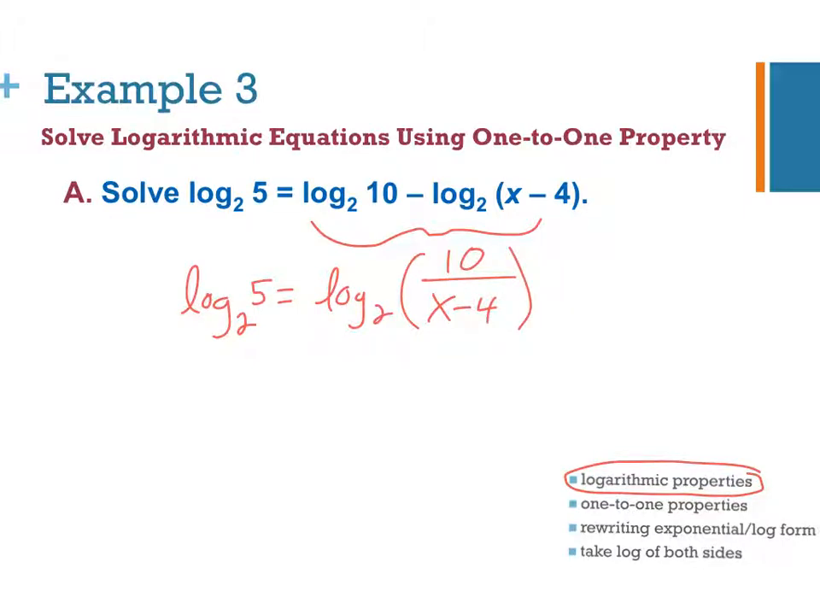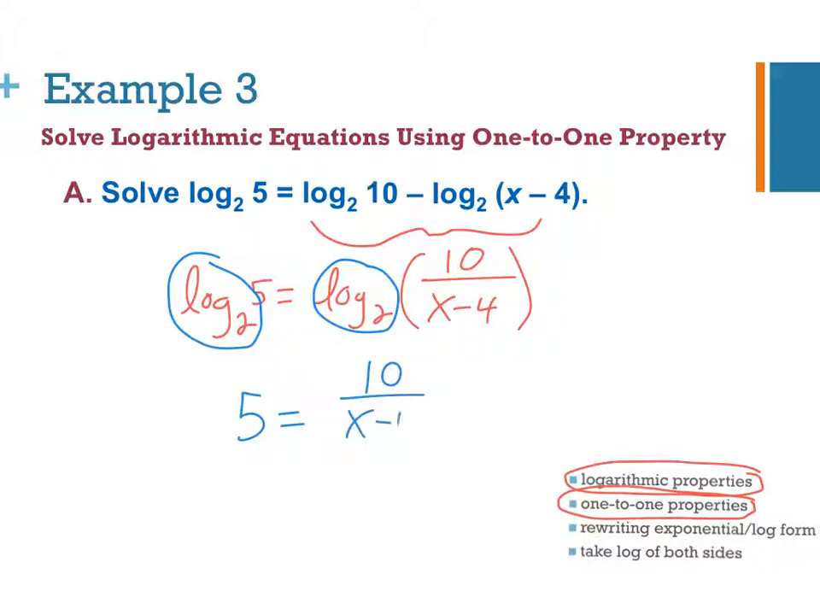Now that I've condensed it using properties, I can use my one-to-one properties here. Because I have log base 2 equals log base 2, I can set the insides equal to each other and say that 5 equals 10 over x minus 4 and try to solve for x. Here, notice we have a fraction. And to get rid of a fraction, we can multiply the x minus 4 to both sides.